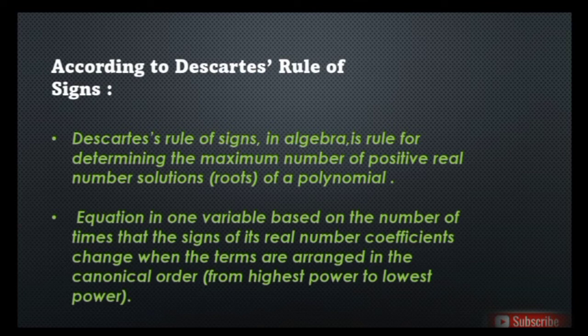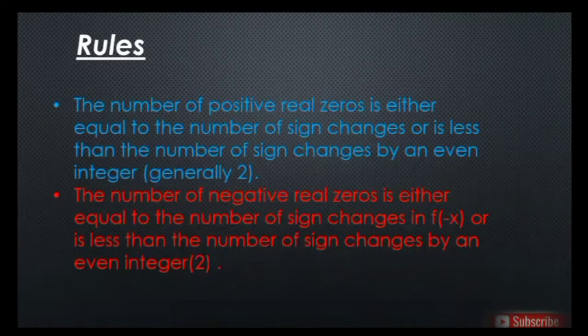It is used in the way that the number of sign changes in the real coefficients are counted and then the number of real roots are determined. So let's see the rule behind it. The number of positive real zeros is either equal to the number of sign changes that I discussed before, or it is less than the number of sign changes by an even integer. It is mainly 2 or a multiple of 2.